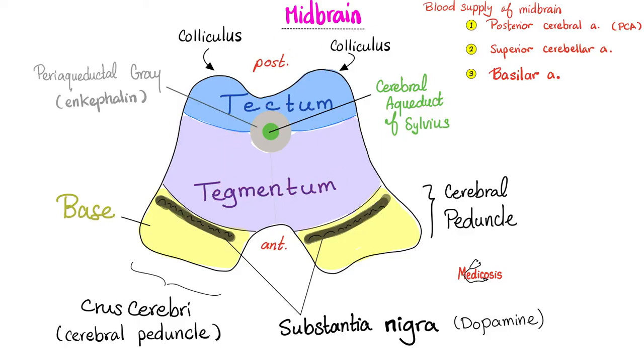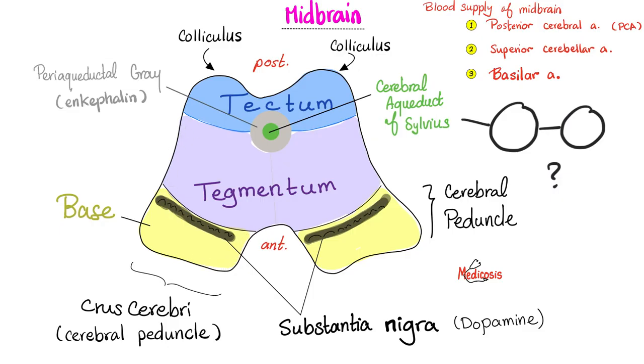Then, in front, we have the tegmentum. There is a famous nucleus here and here that's called the red nucleus of the midbrain. At the junction between the tectum and the tegmentum, we have this cerebral aqueduct of Sylvius. The cerebral aqueduct of Sylvius communicates between which ventricle and which ventricle? Please comment below. If I have an area surrounding the aqueduct, what would you call it? Periaqueductal. If it looks gray in color, what do you name it? Periaqueductal gray area or periaqueductal gray. Remember that substantia nigra had dopamine, but the periaqueductal gray has enkephalin for pain.